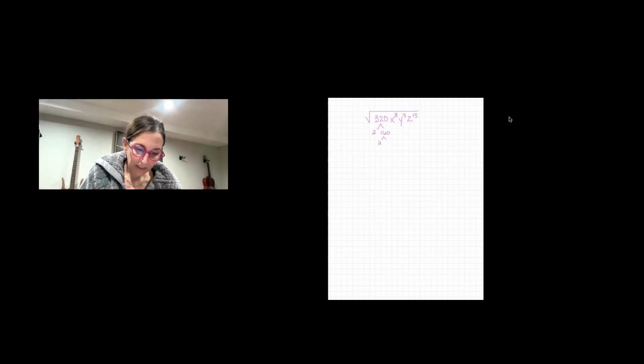So 160 is 2 and 80. 80 is 2 and 40. 40 is 2 and 20. Wow, that's a lot of 2s. 2 and 10, and 2 and 5. And once I have it broken down, I want to circle all of the pairs of the same number. So I have a pair of 2s, another pair of 2s, and a third pair of 2s.